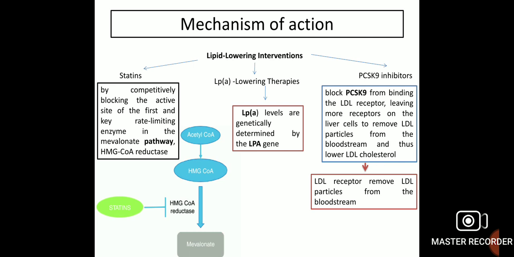Next is nitric oxide. So how does it work? It relaxes vascular smooth muscle by binding to the heme moiety of the cytosolic guanylate cyclase. This thus activates guanylate cyclase and increases the intracellular level of cyclic guanosine 3',5'-monophosphate, which is responsible for vasodilatation.